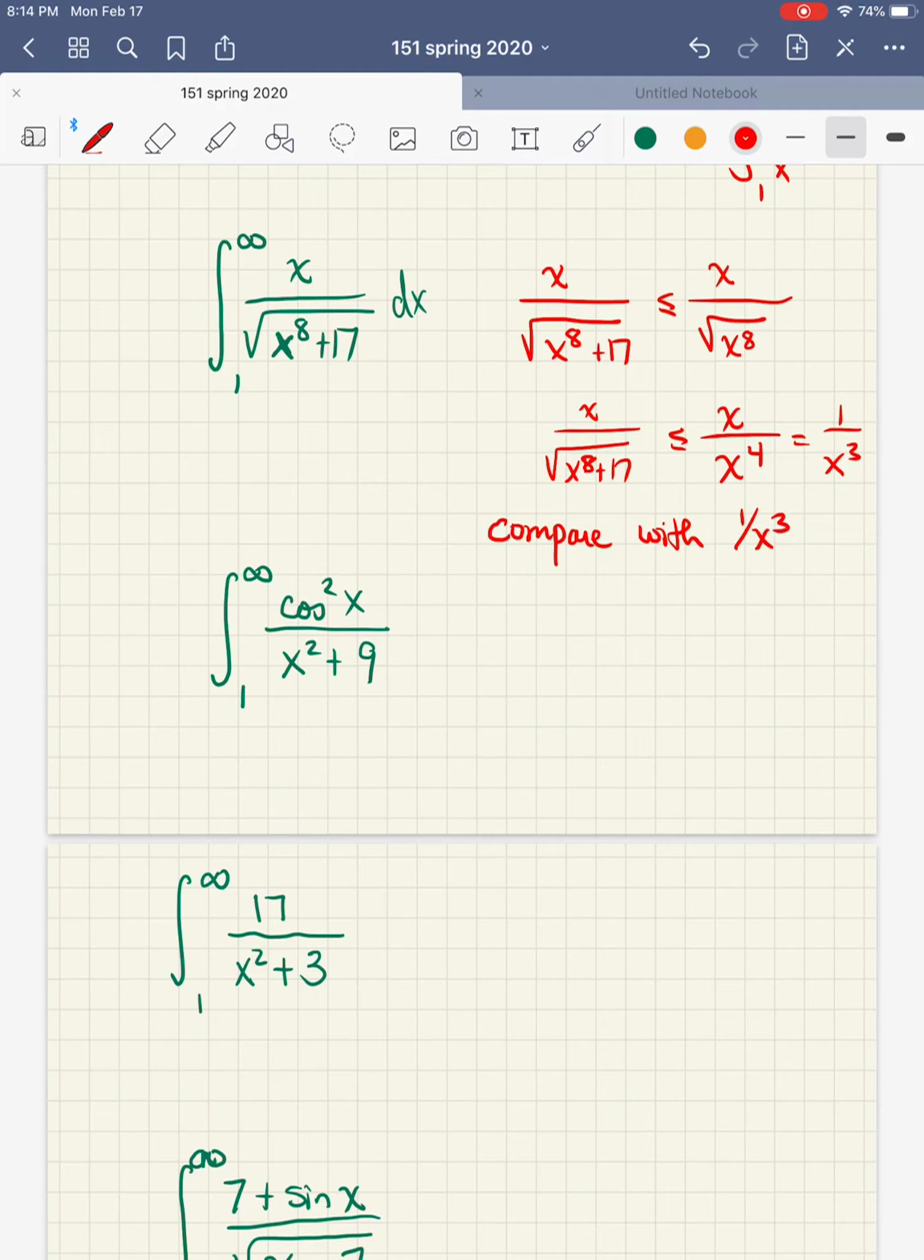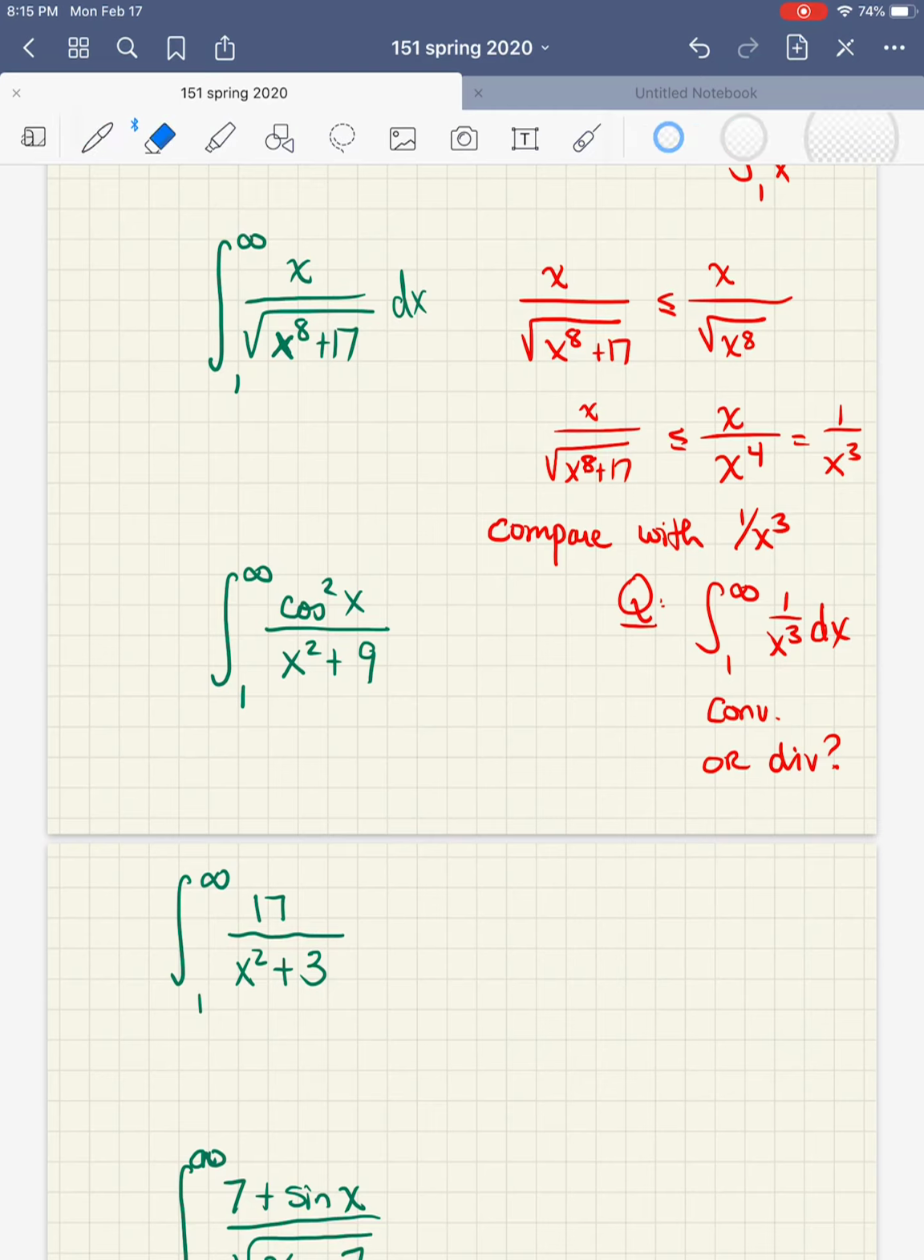And 1 over x cubed is a much simpler integral. So if I can tell whether or not the integral of 1 over x cubed from 1 to infinity is convergent or divergent, I'll know information about our original problem. And so maybe I'll leave that one as a question for you: what is the integral from 1 to infinity of 1 over x cubed dx? Is it going to be convergent or is it going to be divergent? That's just something to think about. And great, so let's move on. I'm going to clear this up just a little bit.